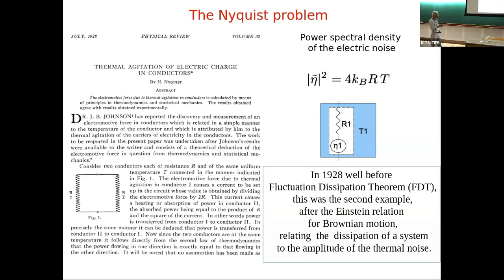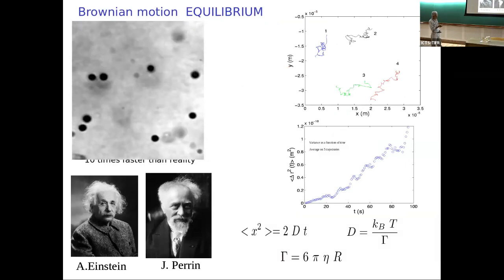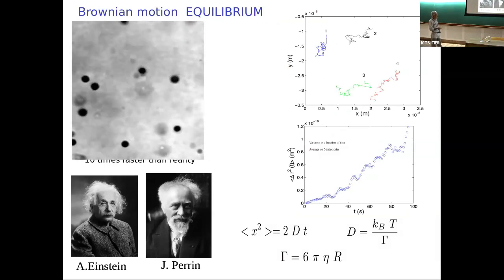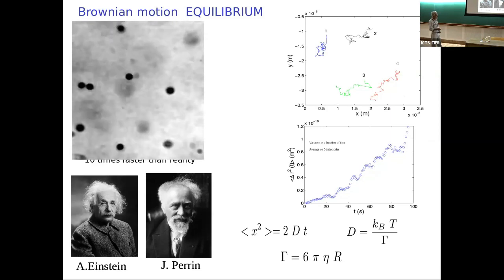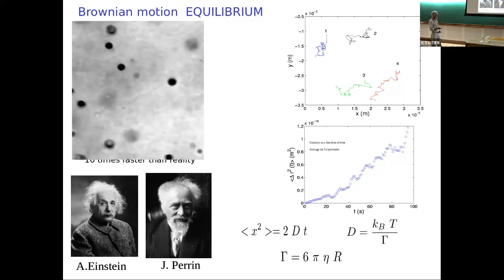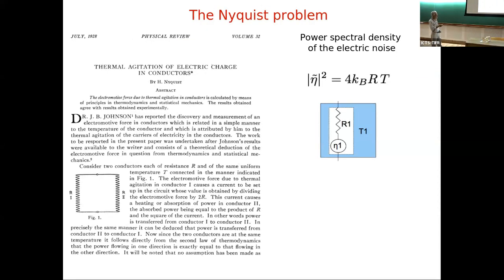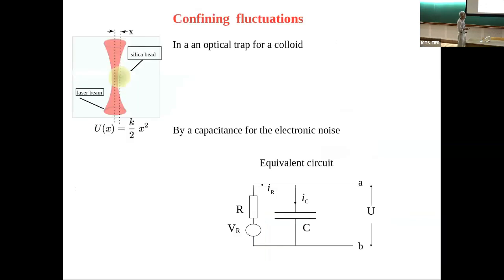Again you see an interesting relationship, because if you compare this relation with the previous one, here the variance is related to the dissipation of the system, the diffusion constant, and there again are the fluctuations of the system. This is the amplitude of the spectral density of the electrical fluctuation across the conductor, and again it is proportional to the dissipation, the dissipative part.